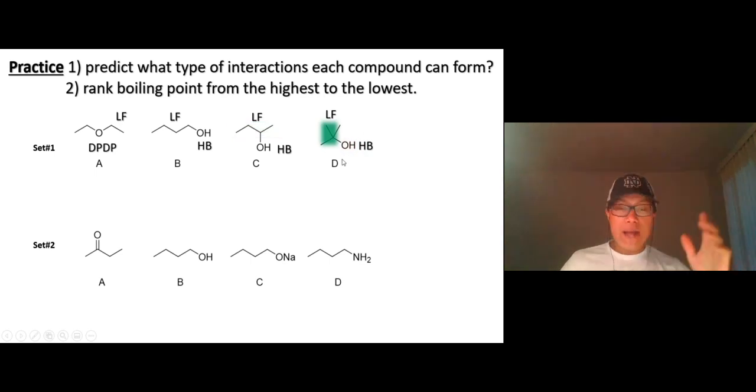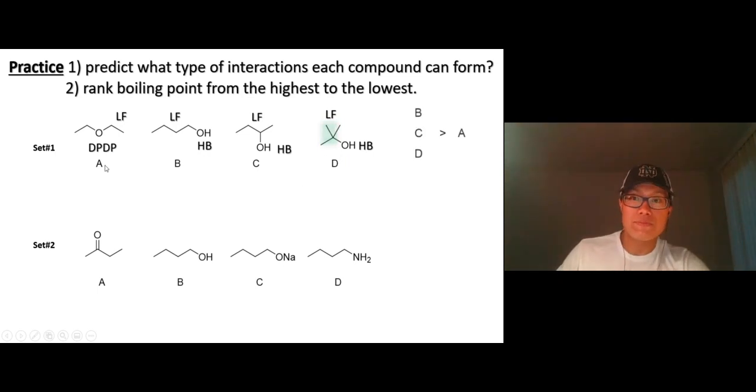All right, let's rank the boiling points here. The lowest one, you can see, is A for sure, and B, C, D can form hydrogen bonds. They're going to have a higher boiling point than A. Now we have to rank B, C, and D. They all can form hydrogen bonds, but the difference is the London forces right here. So we have a straight chain, a little branched chain, and a very branched chain.